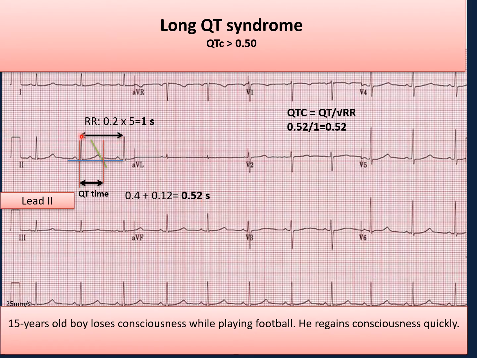Then the R to R: we have 5 large squares between the R's, so 5 times 0.2 equals 1 second. The square root of 1 is 1. So the formula here for the corrected QT interval is QT divided by the square root of R to R. So 0.52 divided by 1 equals 0.52. This is a long QT syndrome.